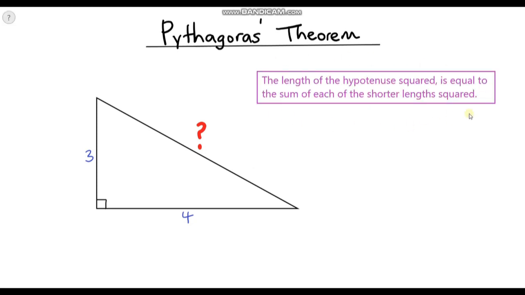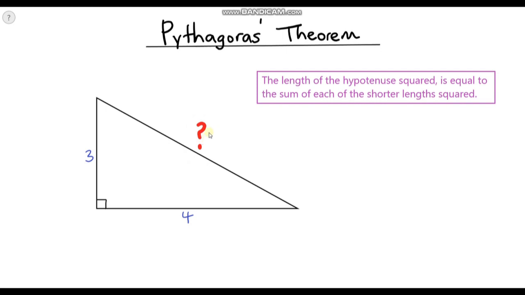So here is the theorem, and it states that the length of the hypotenuse squared, so this is the hypotenuse, it's always the longest side of a right angled triangle. So if we square this side length, that is going to be equal to the sum of each of the shorter lengths squared. This is a bit of a mouthful, but what it's basically saying is that this squared is equal to this squared plus this squared. So we square each of the shorter lengths, we add them together, and that gives us this squared.